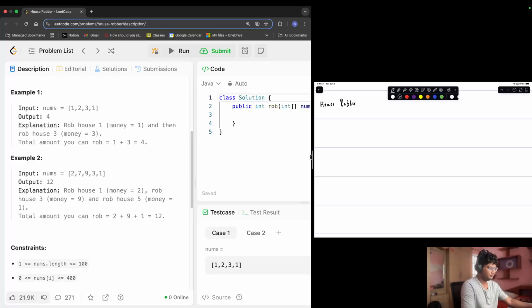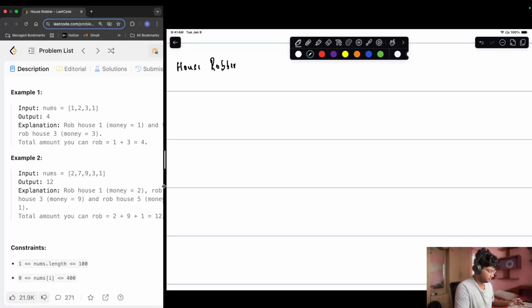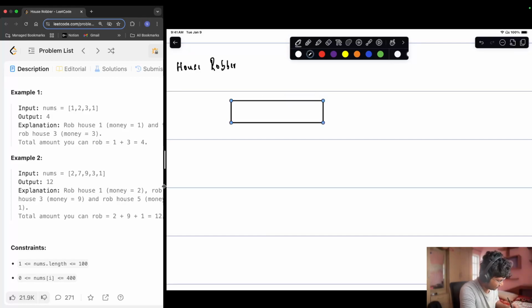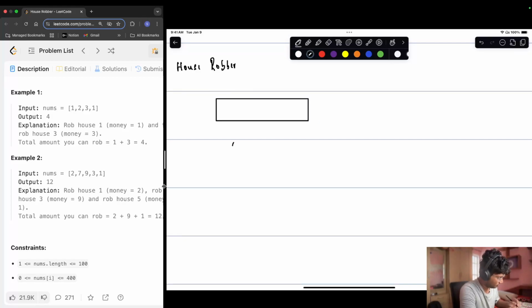So let's get started. What I'm going to do is take the example of the second one, which is 2, 7, 9, 3 and 1.